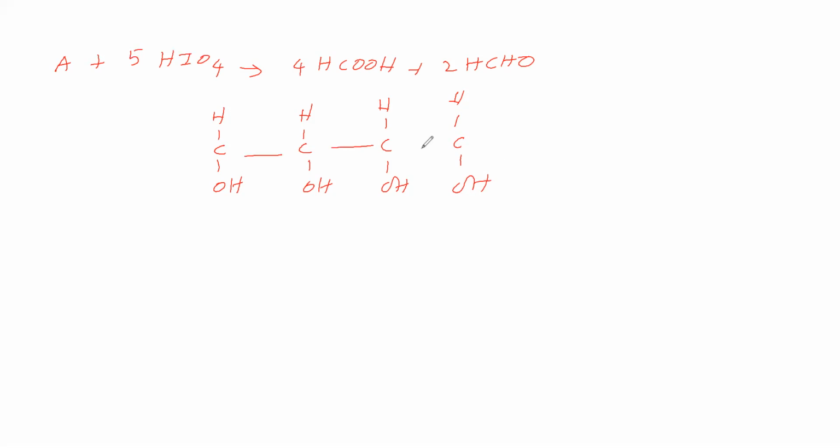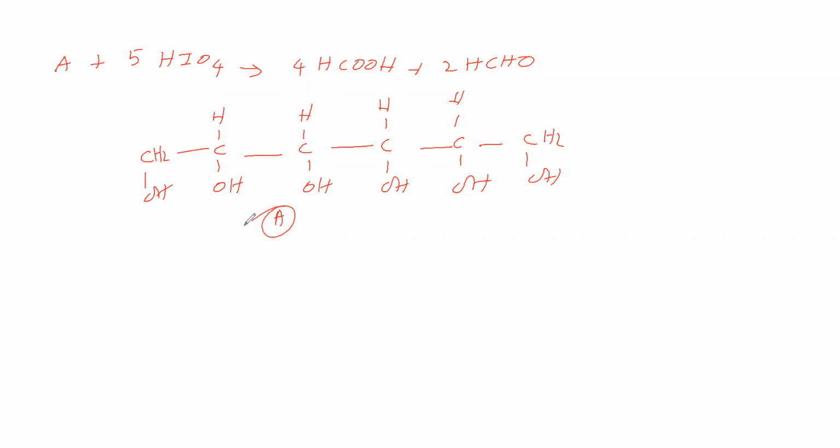We will give bonds, since carbon will make 4 bonds. Formaldehyde is from the CH2OH group. The CH2OH group will give formaldehyde. So one CH2OH group I have written here, another CH2OH group I have written here. Therefore, it is A. So what is A means this one.